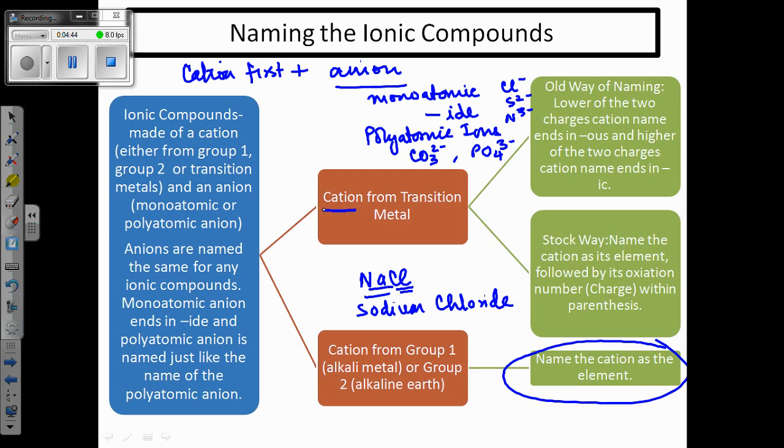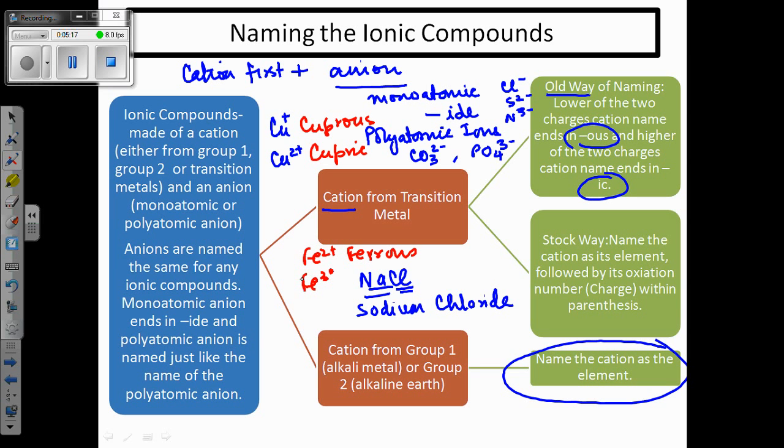But if the cation comes from a transition metal, then you have two ways of expressing the charge on this cation. In the old way, you end the lower of the two charges in "ous" and the higher of the two charges in "ic". For example, Cu+ and Cu2+: Cu+ will be called cuprous and Cu2+ will be called cupric. Similarly, Fe2+ is called ferrous and Fe3+ is called ferric. That is the old way of naming it.